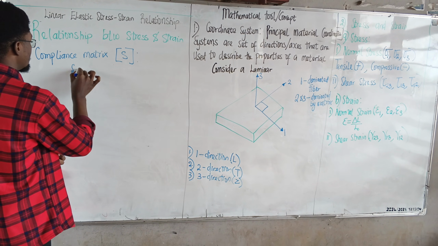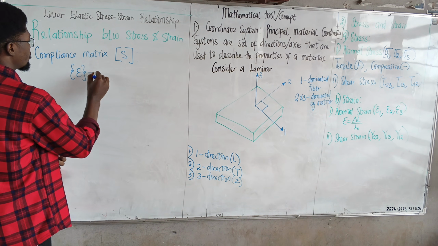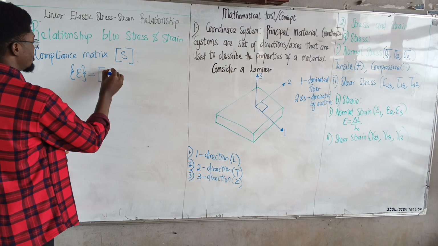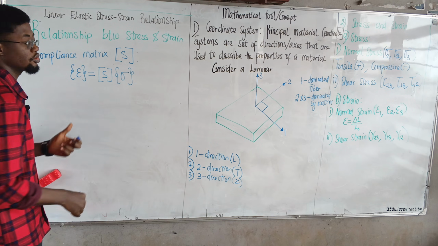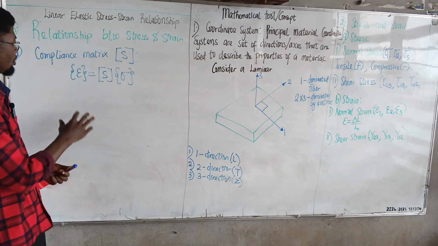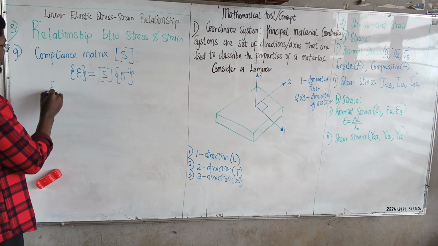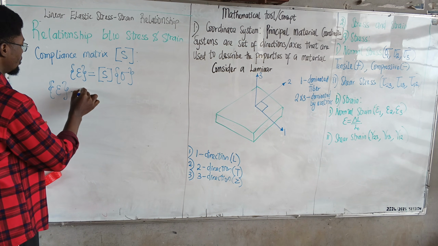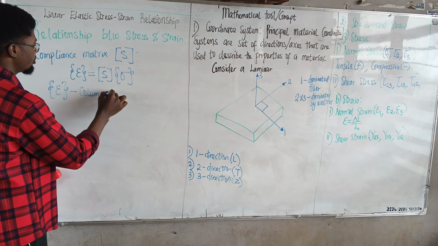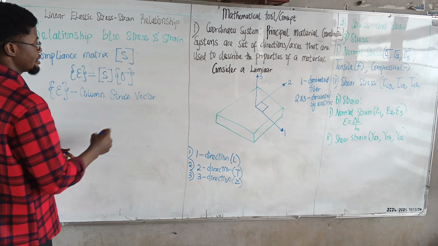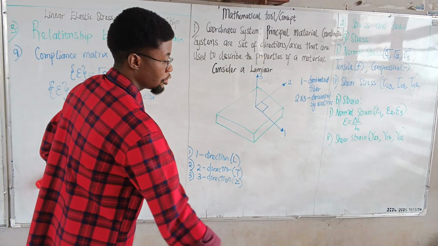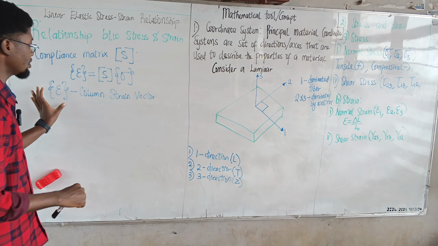You have something like this: epsilon equals the compliance matrix S times stress. So this is it. Now let's write what each of these stands for. This first one is simply the column strain vector. Now remember, this is a vector form.